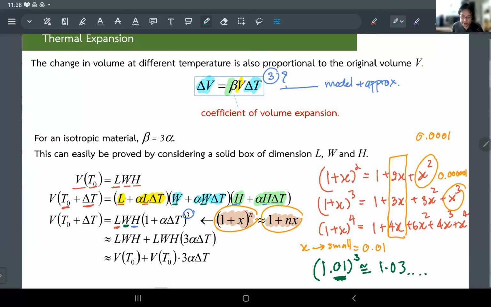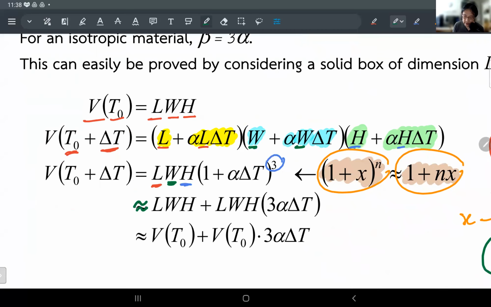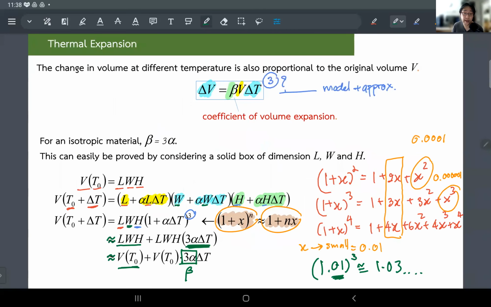So that's why, coming back to our business over here, I can approximate this to be just 3 alpha delta t. And that's good. What is good? I can expand the whole thing out again. The LWH is just your original volume. That LWH multiplied by 3 alpha delta t is in a very good form. That 3 alpha over here is in the position of the beta. And that's it, guys. You can see the connection between the alpha and the beta. It turns out the volume expansion coefficient is just 3 times the alpha, given that the expansion in length, width, and height has the same coefficient of alpha.